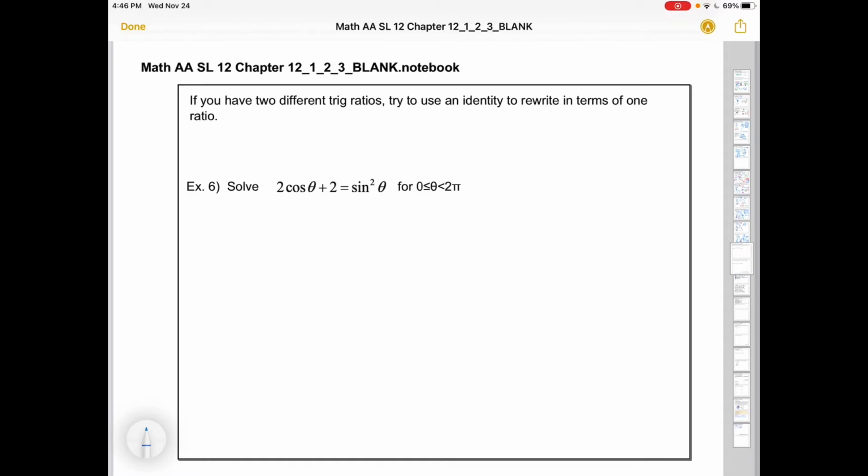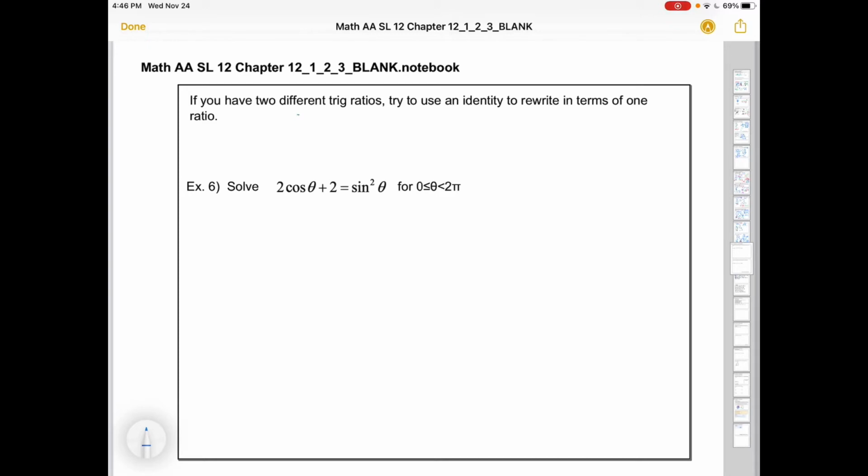In this one we're going to look at equations where you have identities that you can use, or you might have nothing that you can do other than try and build a tangent. So if you have two different trig ratios, try to use an identity to write it in terms of one ratio, especially if there are squared terms.